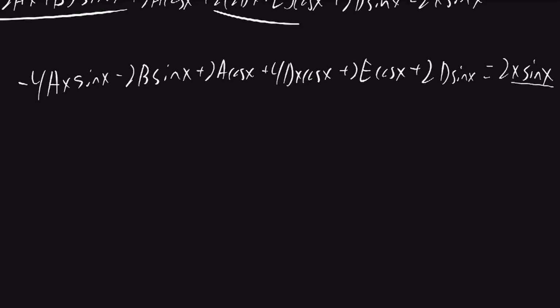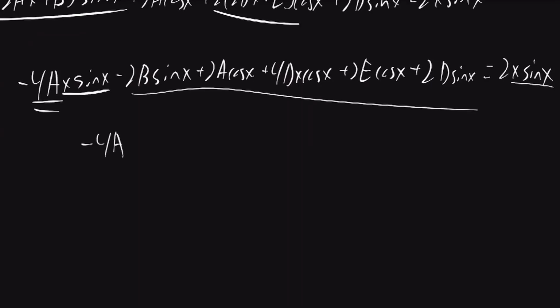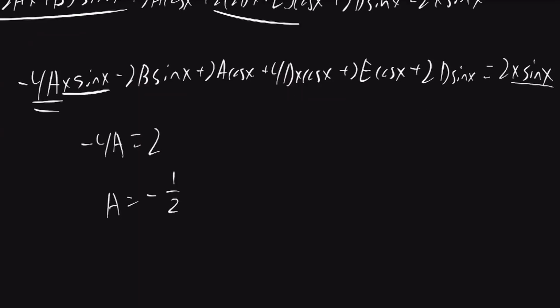I'll compare the coefficients of x sine x. On the left, we have a negative 4a times x sine x. We'll have a negative 4a. There are no other terms with x sine x on the left, and on the right, it's just 2. So a is going to be equal to negative 1/2. We'll compare coefficients for x cosine x. We have a 4d on the left and nothing on the right, so d is going to be equal to 0.